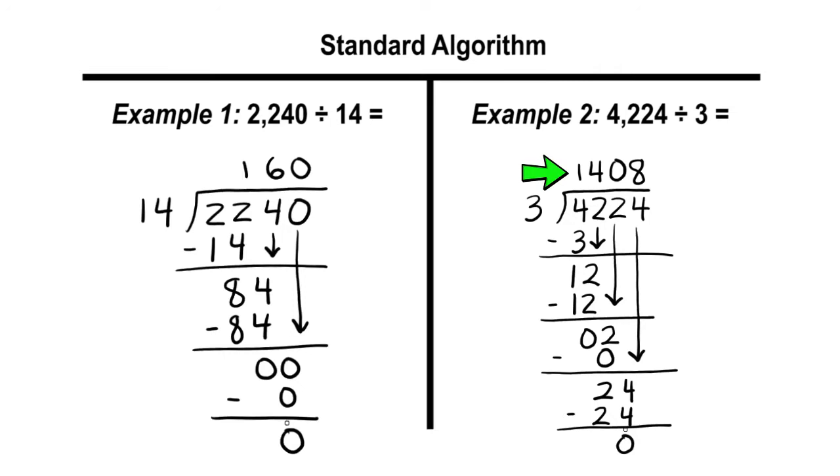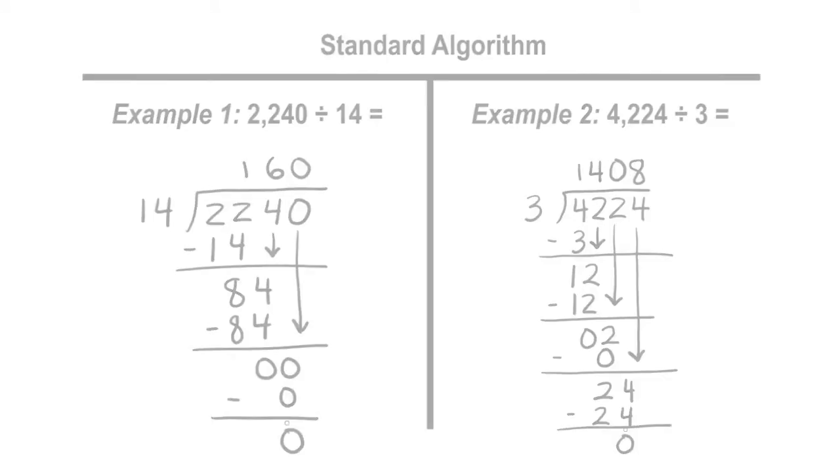The quotient is 1,408. It is critical to put that 0 in the quotient in the tens place to get the correct answer of 1,408 rather than the unreasonable answer of 148.